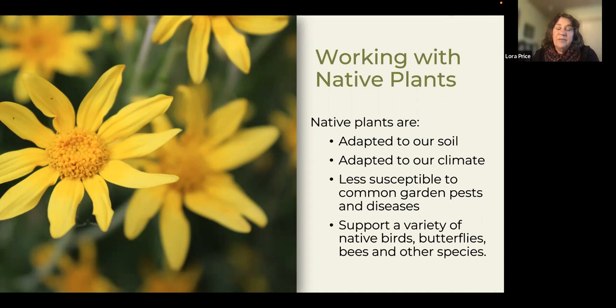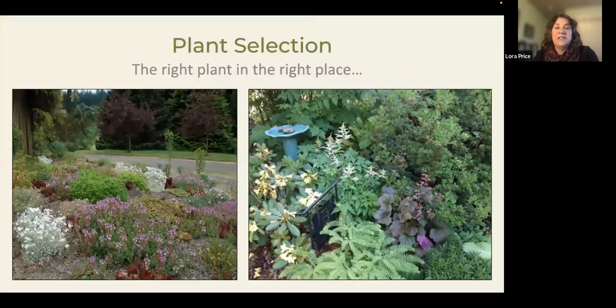And they're adapted to our climate, which means we're going to be using less water. That saves money. And because they're less susceptible to common garden pests and diseases, there's savings there and no need to use synthetic and chemical pest treatments. There are other ways to go.